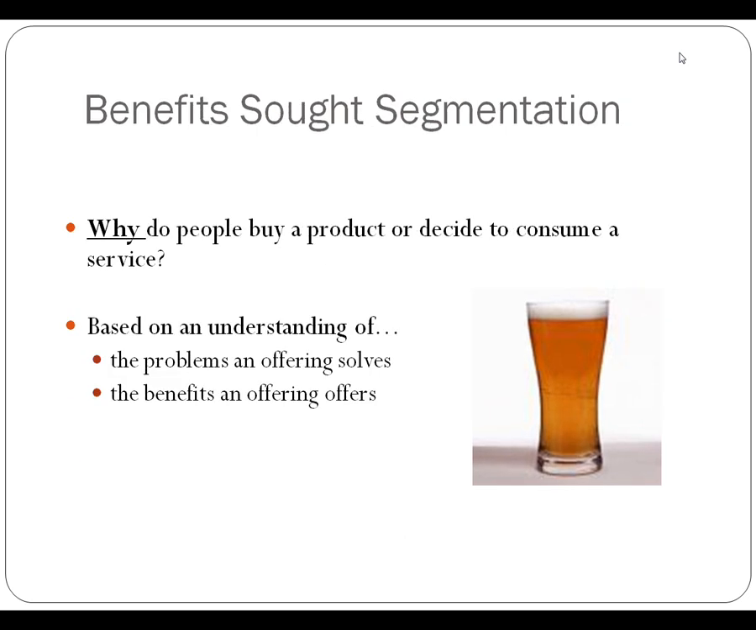Then we have benefits sought. This takes the idea of behavioral and takes it one step further. This is not do they or do they not buy our product. This is why do they buy our product. Okay? So if we think about beer, we can kind of stay in the same little vein here. But benefit sought is based on understanding of what problems the product is solving, what benefits it offers. So beer, why do people drink beer? And the answer to that question creates different segments.